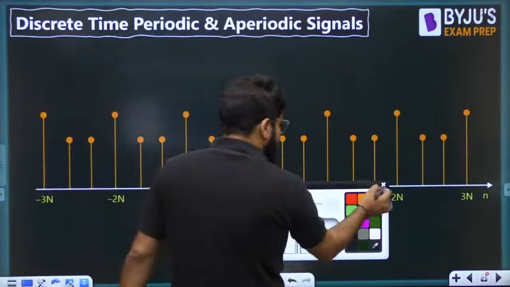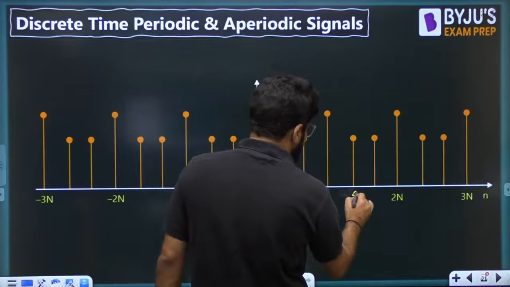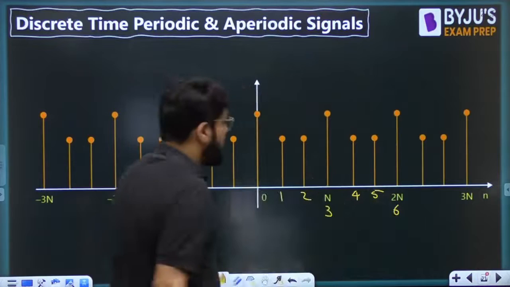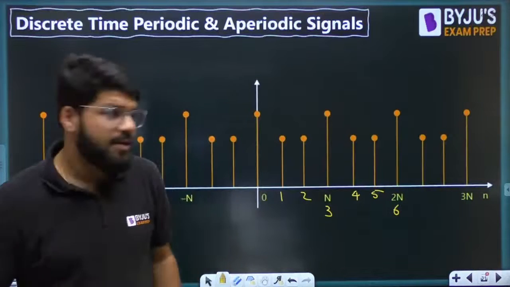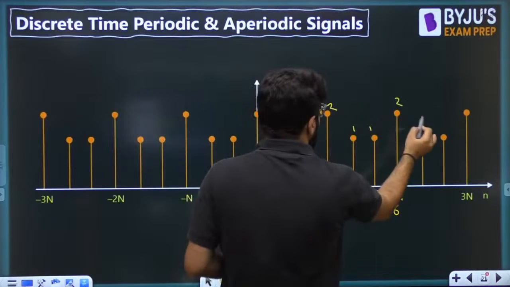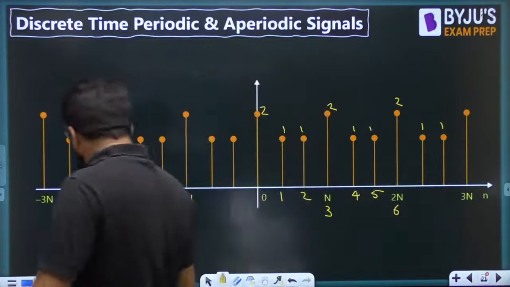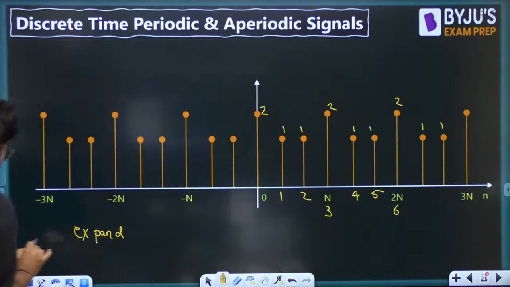And let us say that this is equal to 3. Okay, this is a periodic signal with the period equal to 3. Now what happens if I expand it? Dekho, right now the signal is 2 1 1, 2 1 1, 2 1 1, etc. If I expand this, that means x of n by 2.